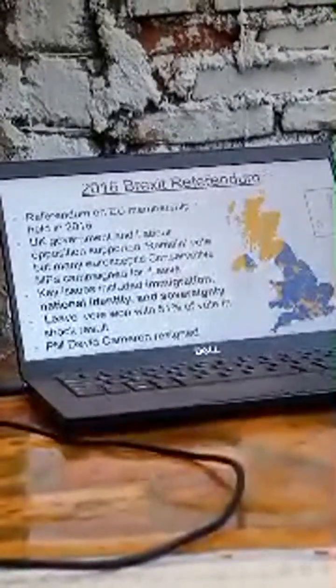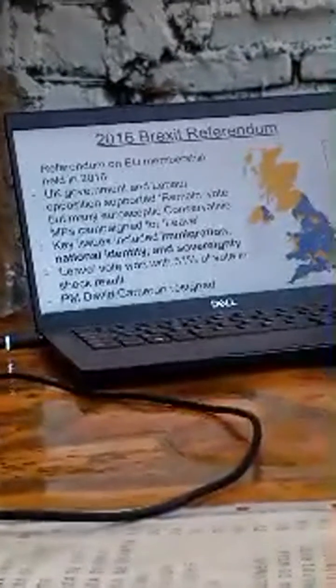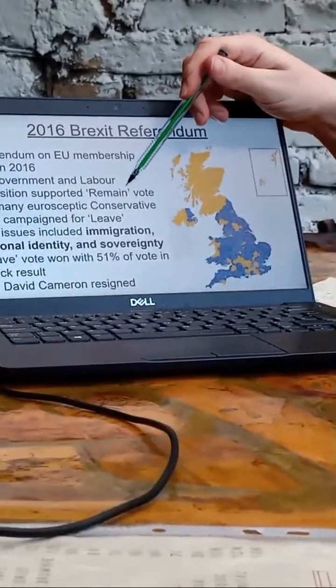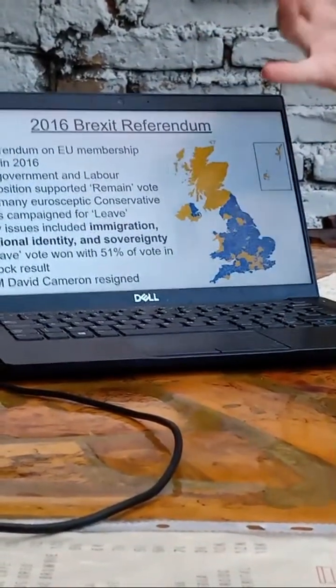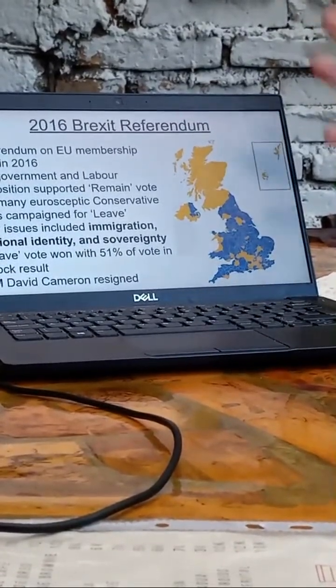The elephant in the room. The big one. Brexit. Definitely the most important political event of the past 20 years in the UK, at least 20, probably more like 50. So this was held in 2016. If you remember, the Conservatives promised to hold this. Cameron, who was the Prime Minister, and most of the government officially supported the Remain vote. Remain wanted to remain in the EU. Leave wanted to leave. Those were kind of the names given to the two campaigns.